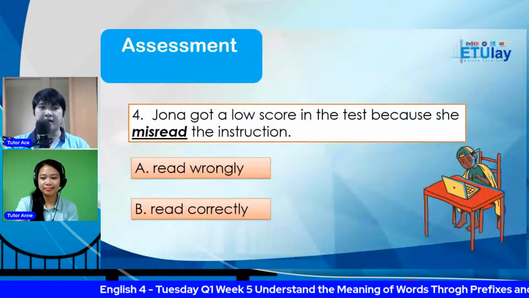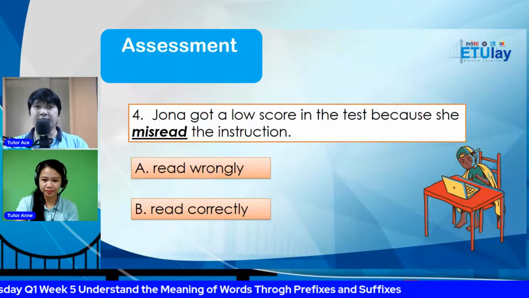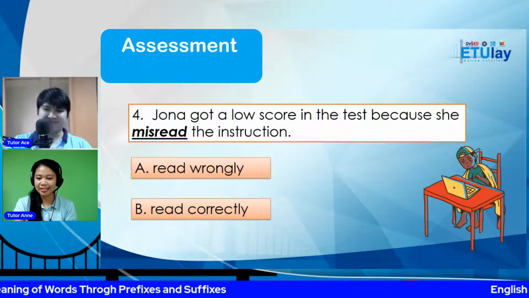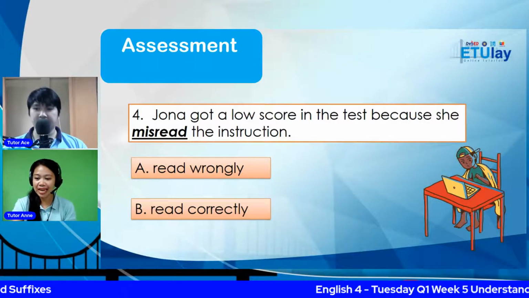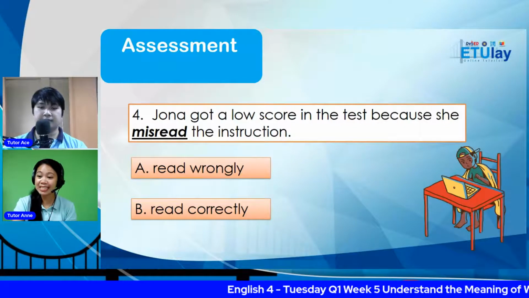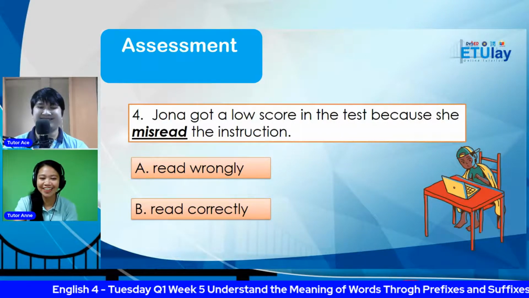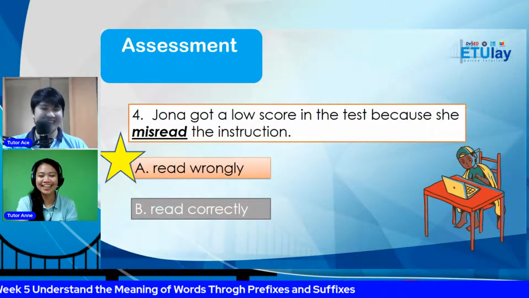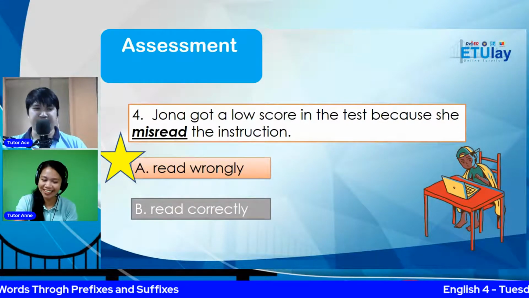Ayan. Again, Jonna got a low score in the test because she misread the instruction. Options natin, Tutor Ann: letter A, read wrongly, or is it letter B, read correctly? Ano kayang tamang sagot? Yes, Tutor Ace, meron na tayong mga sagot from Heavenly. We have A, sabi ni Dwayne. B, sabi ni Erich. Ang dami, A daw. So ano nga ba ang tamang sagot for number four? Okay, the correct answer, you are right, is letter A, to read wrongly.